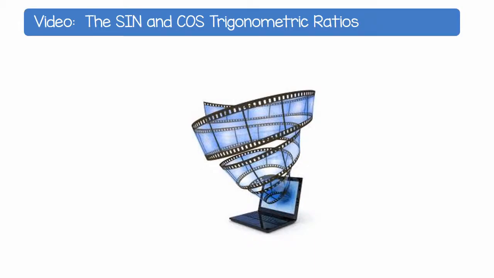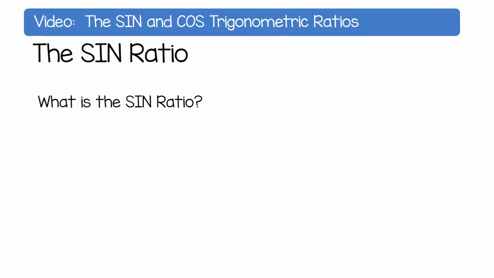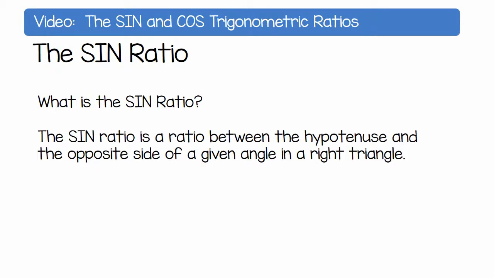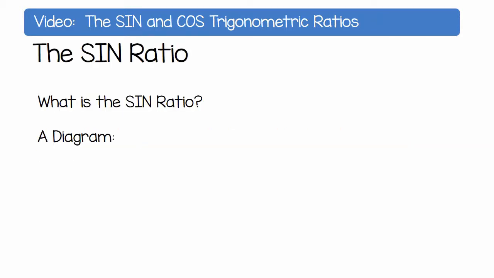The sine and cosine trigonometric ratios. What is the sine ratio? The sine ratio is a ratio between the hypotenuse and the opposite side of a given angle in a right triangle.